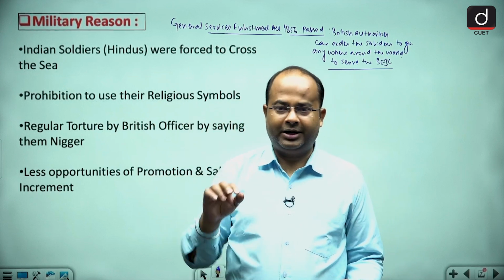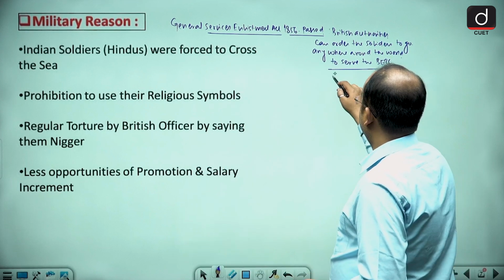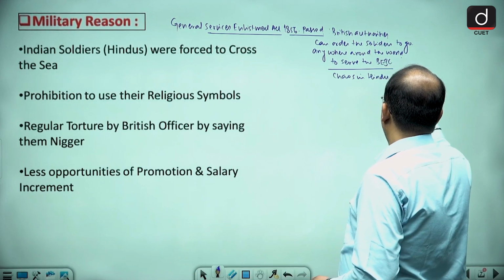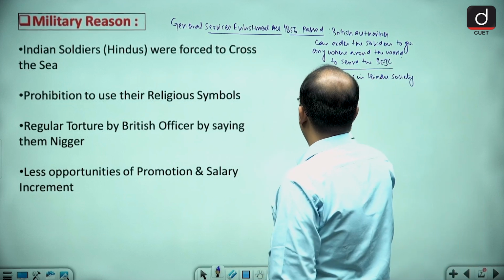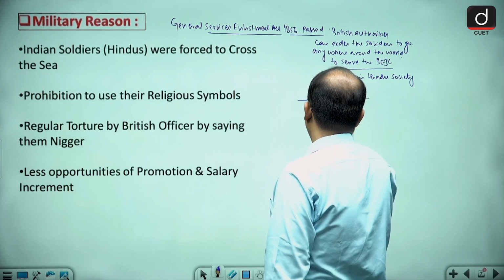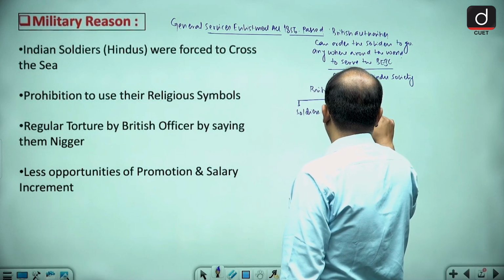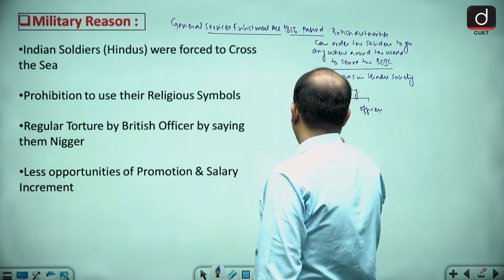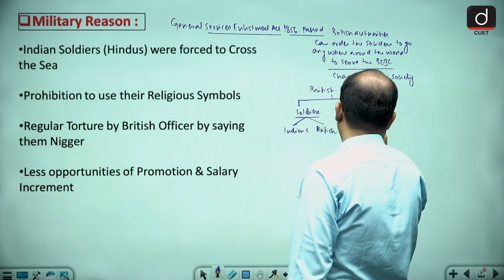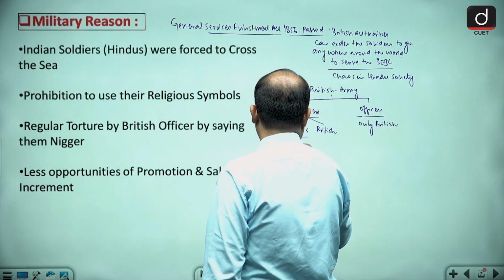Now, when this act was being passed, guys, there was chaos in Hindu society. Why was there chaos, guys? If you see the model of the British Army, you will find that there were soldiers and there were officers. Soldiers were Indians plus British, and officers were only British. And Indian soldiers comprised of Hindus and Muslims.